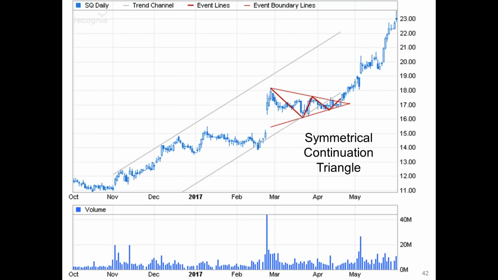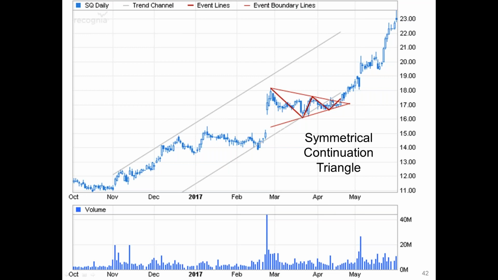Here is a classic price pattern known as the symmetrical continuation triangle. Triangle because you can see it's got a triangular shape. And the price is basically oscillating here in between an upper level of resistance and a lower level of support. And what's interesting is that those support and resistance lines are not parallel, but in fact they're converging. They're getting closer and closer together. So the attitudes of buyers and sellers in the market are getting closer and closer together.